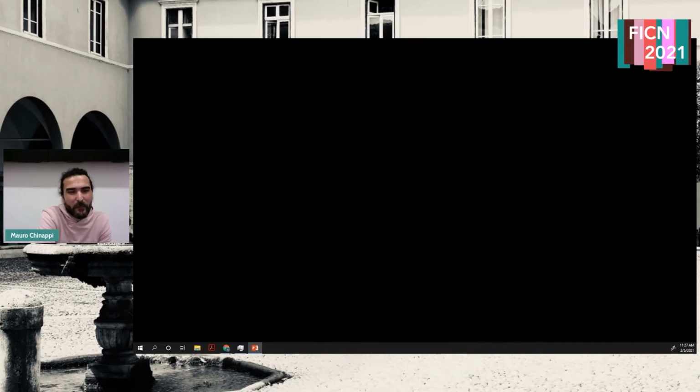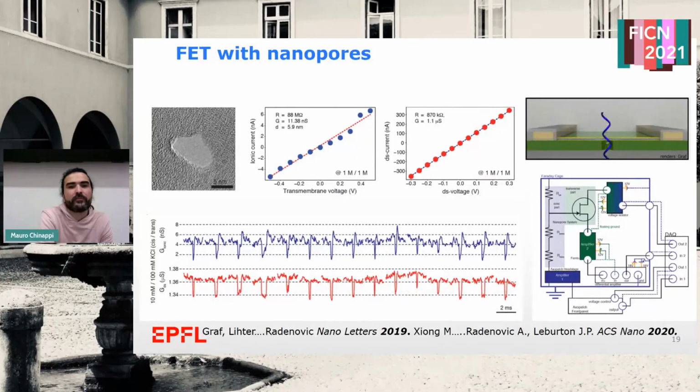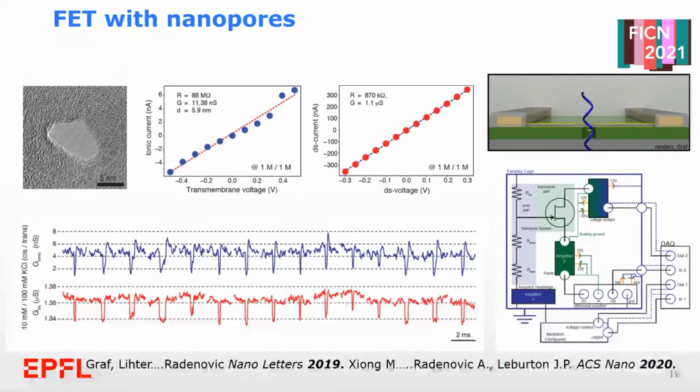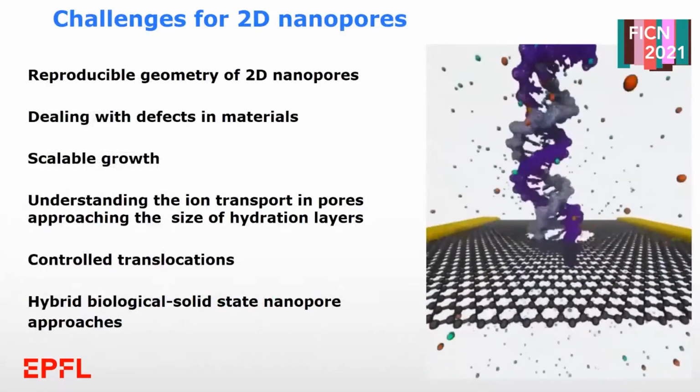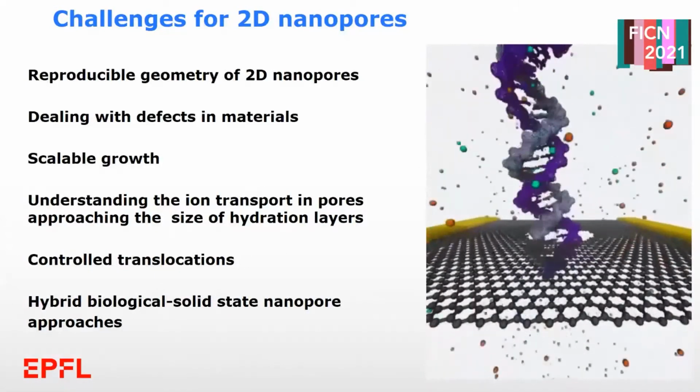So the geometry of the device and the type of device that we see. In one channel we monitor ionic current, and in the second channel we monitor the current that goes through the FET. So these are proof of principle devices, and we hope that in the future we will be able to do much more with such systems.